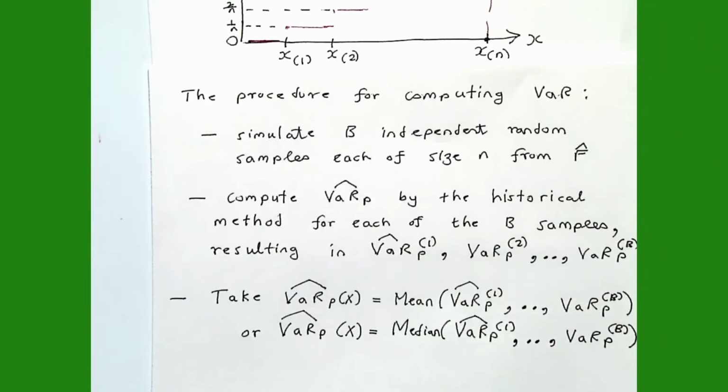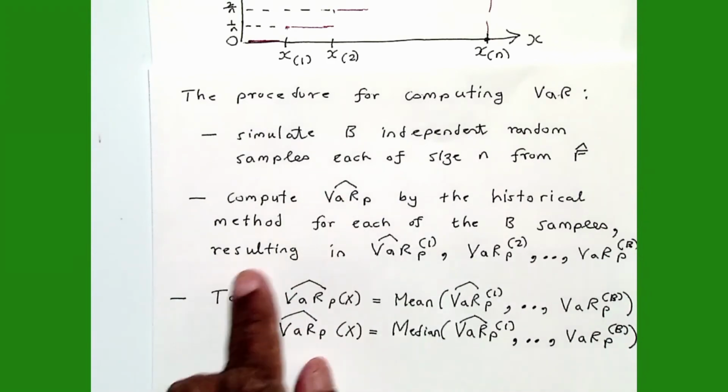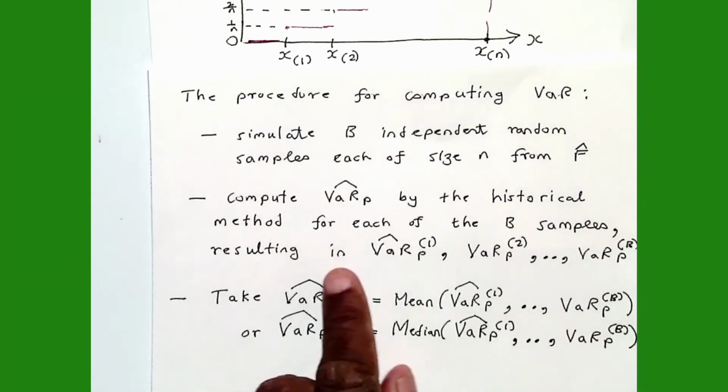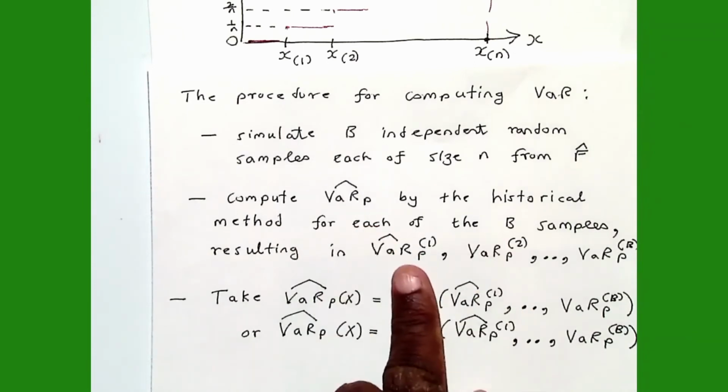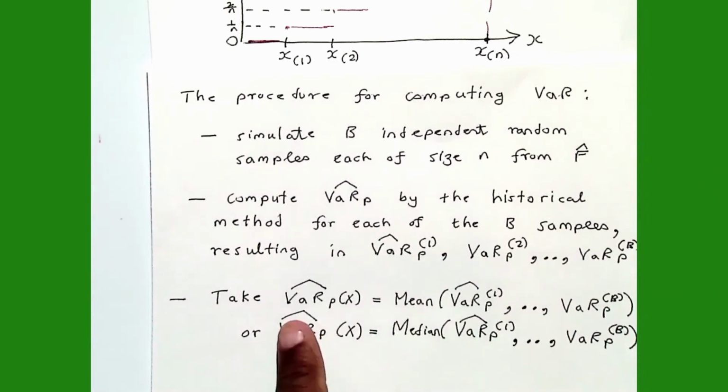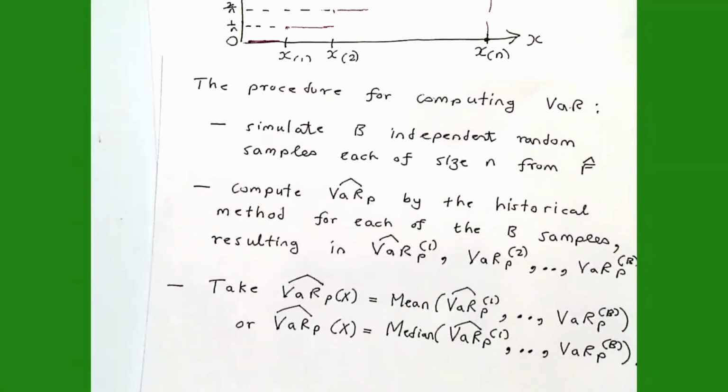All right. So this completes the procedure for the Bootstrap method for estimating value at risk, right? So simulate B independent samples from the empirical CDF, and then compute VaR by the historical method for each of them, each of the B independent samples, and finally take the final estimate for VaR either as the mean or the median of the B estimates. Right. Now, that's the second method.